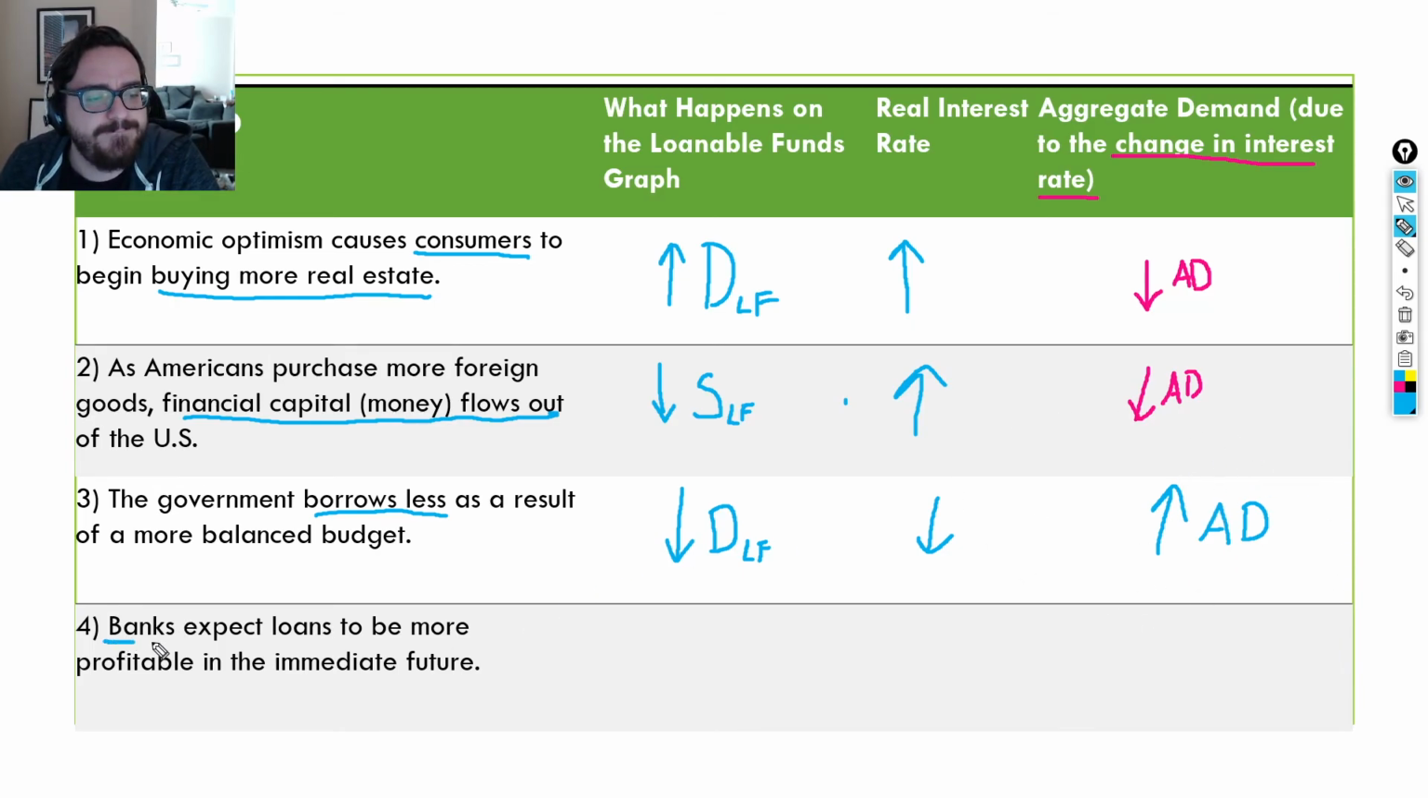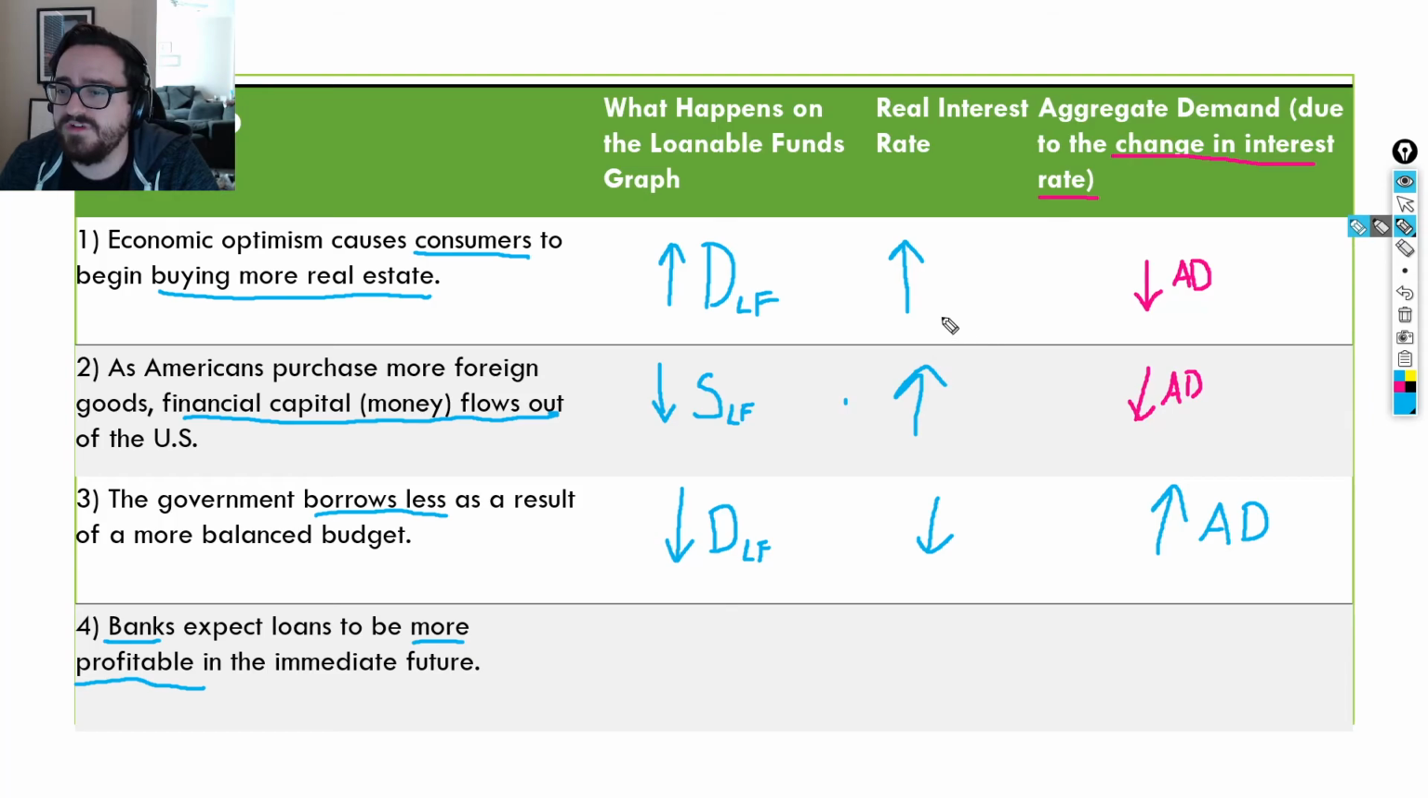Then 4, banks expect loans to be more profitable in the future. Okay, immediate future, so like right now. Like tomorrow is the immediate future. So immediate future isn't really a thing that super matters. I'm gonna kind of ignore it. Banks expect loans to be more profitable.